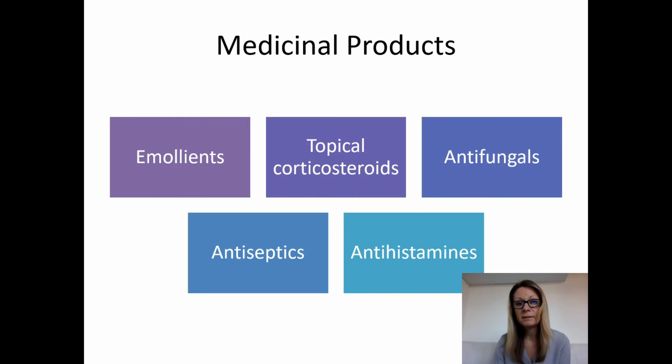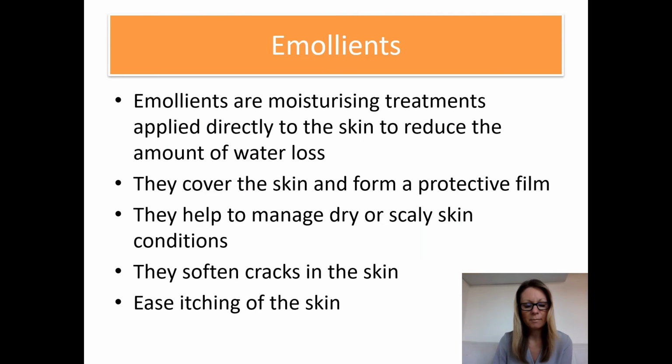So those medicinal products available for skin conditions, we have emollients, topical steroids, antifungals, antiseptics and antihistamines. The main aim of emollients is hydration, and they form a protective film across the skin, preventing water loss. And so therefore they're used for dry scaly conditions like eczema and psoriasis, and restore the integrity of the skin. Once the skin does crack, it's much more difficult to treat, so it's important to apply as much as is needed to prevent this happening.